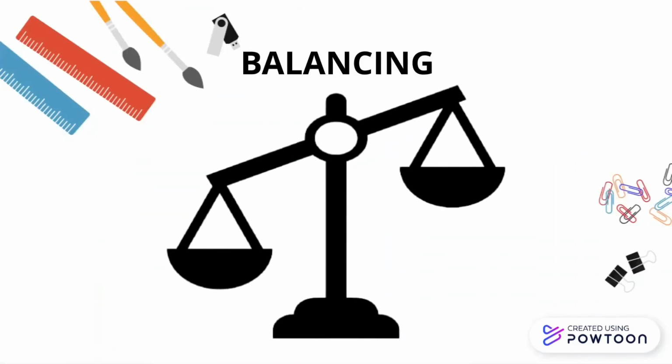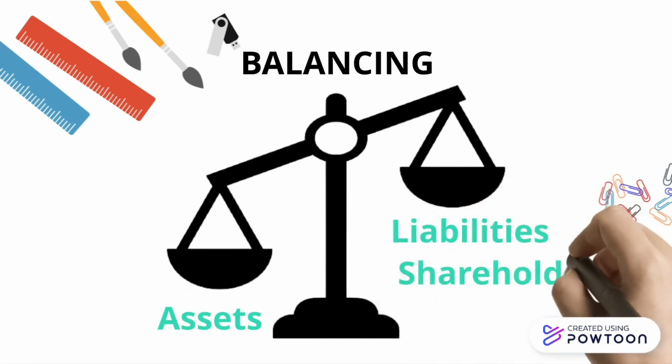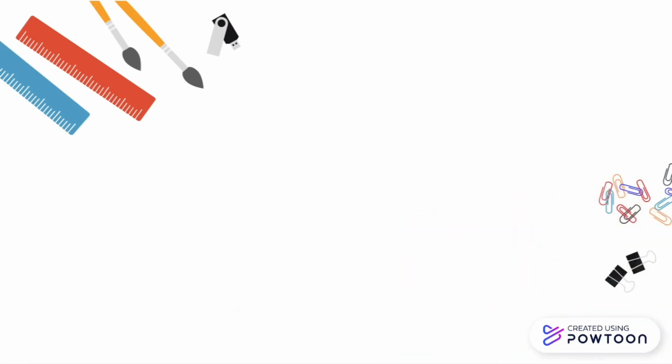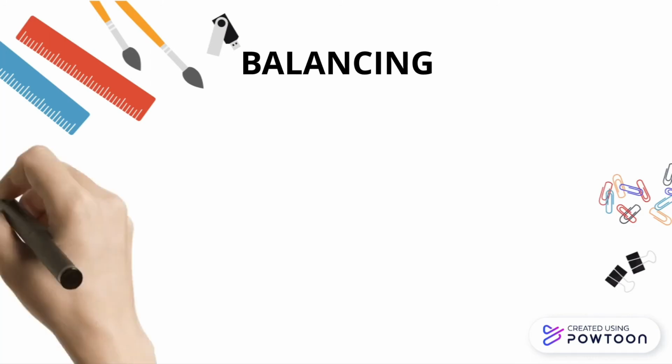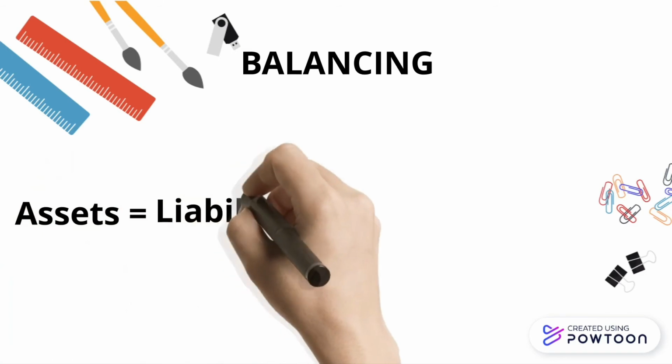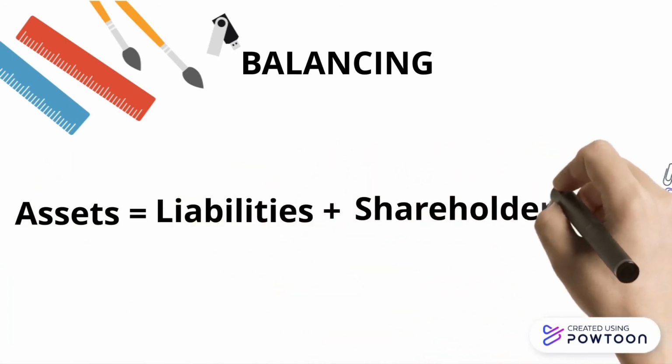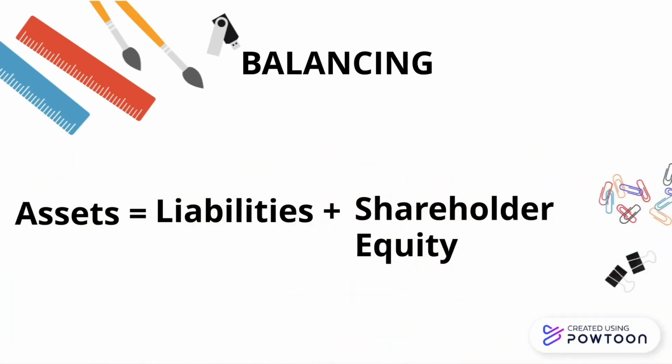It is important that a balance sheet must always be balanced. A balance sheet is divided into two sections, with one side representing your business's assets and the other showing its liabilities and shareholders' equity. If the total value of your assets is equal to the combined value of your liabilities and equity, then your document is said to be in balance. This is represented by the formula below. Assets is equal to liabilities plus shareholder equity.